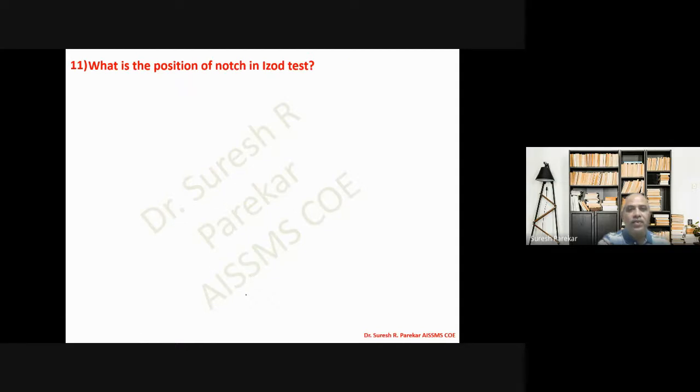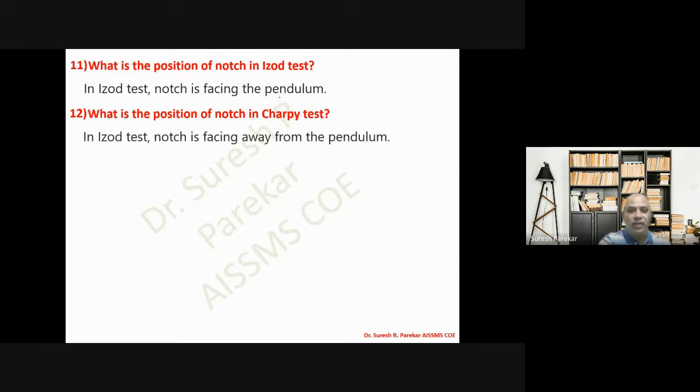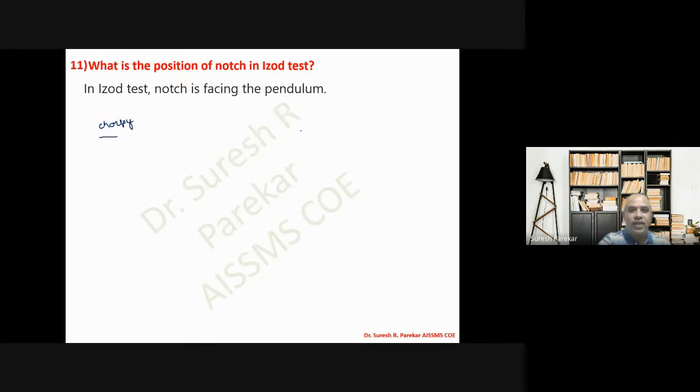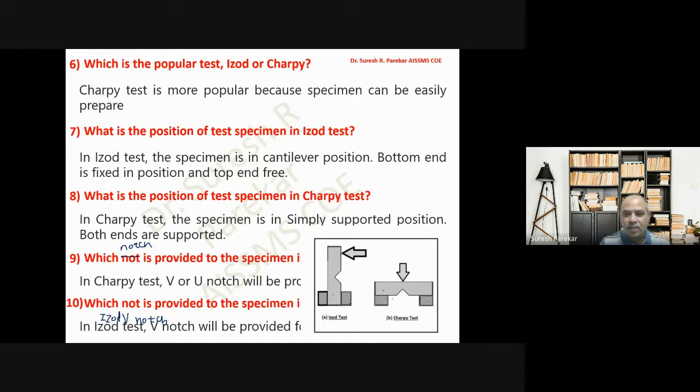What is the position of the notch in the Izod test? In the Izod test, the notch is facing the pendulum. What is the position of the notch in the Charpy test? In the Charpy test, the notch is facing away from the pendulum. You can see this in the last diagram. You can see this hammer. We have the notch towards the hammer in Izod, and here in Charpy the notch is in the opposite direction of the hammer, on the opposite face of the specimen.